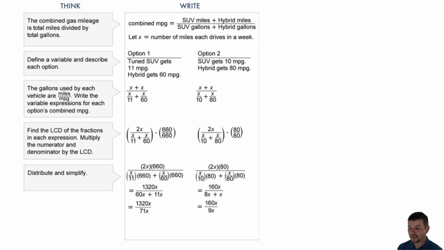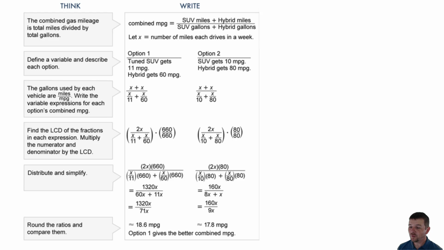Next, we'll divide out the x's and think, round the ratios, and compare them. Option 1 leads to a combined miles per gallon approximately equal to 18.6, and option number 2, a combined miles per gallon of approximately 17.8. So we can state, option 1 gives the better combined miles per gallon.